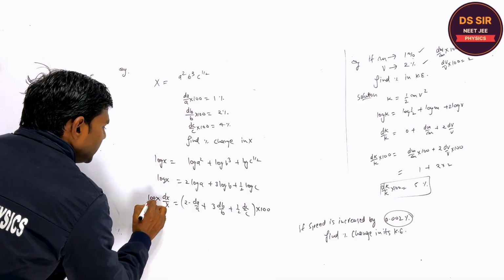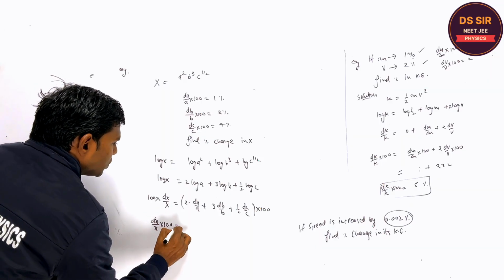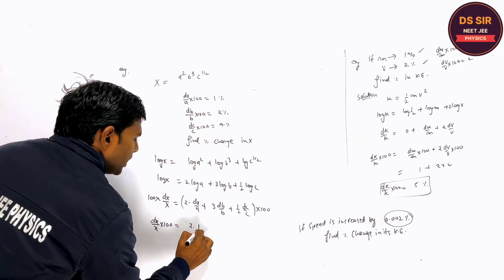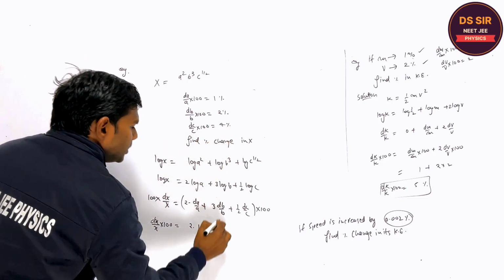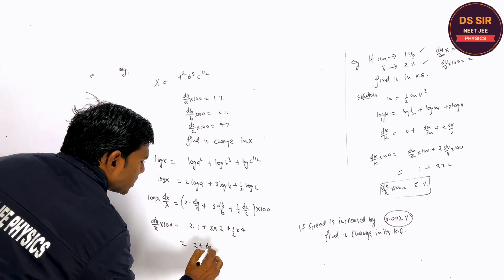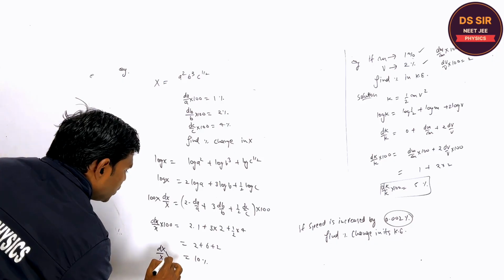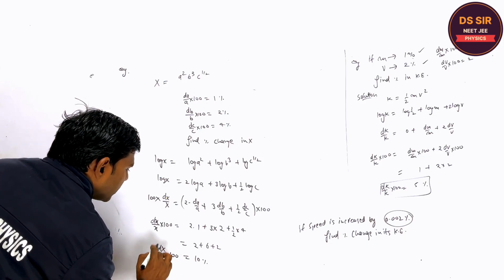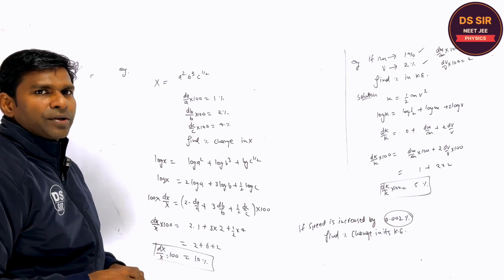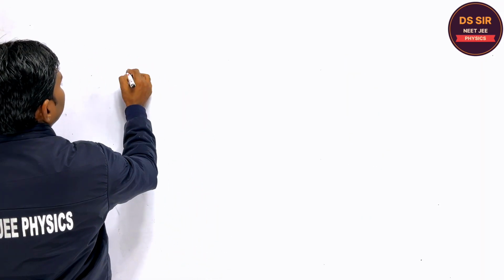You will get the percentage change dx upon x into 100 equal to what? 2 into dA upon A into 100, which is 1, then 3 into 2, and 1 by 2 into 4. So 2 plus 6 plus 2 is equal to 10%. So the percentage change in x is 10%. I think you are getting the concept, right? Copy this.